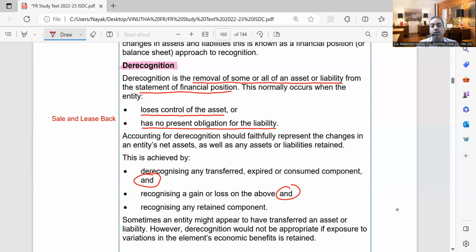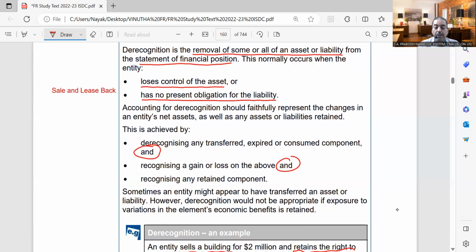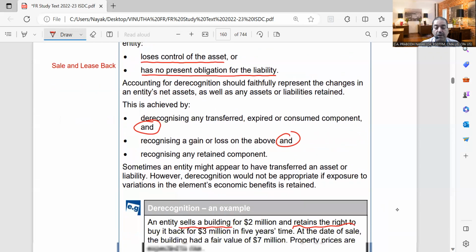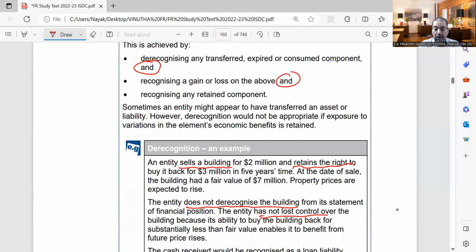So three things that you have to do. Remove the item from the financial statements, that is derecognizing. Second, profit or loss on the sale of that item should be accounted for. And third, if you have retained any component of that asset, then you have to recognize that component separately in the financial statements. Sometimes an entity might appear to have transferred an asset or liability. However, derecognition would not be appropriate if exposure to variations in the element's economic benefits is retained.